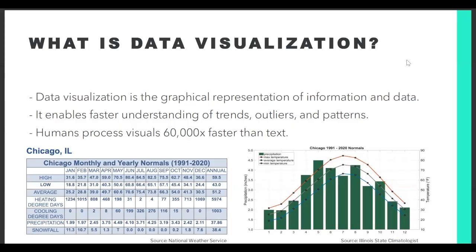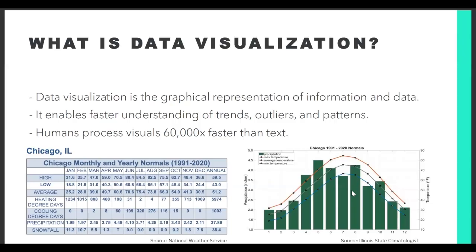So, what is data visualization exactly? In simple terms, it's the graphical representation of data. Instead of reading rows and rows of numbers, we turn that data into charts, graphs, or maps, something visual that's easier to understand at a glance. Let me give you a quick example. On the left, you see a table full of climate data for Chicago. There are monthly highs, lows, precipitation, and more. And on the right, it's exactly the same data but visualized.